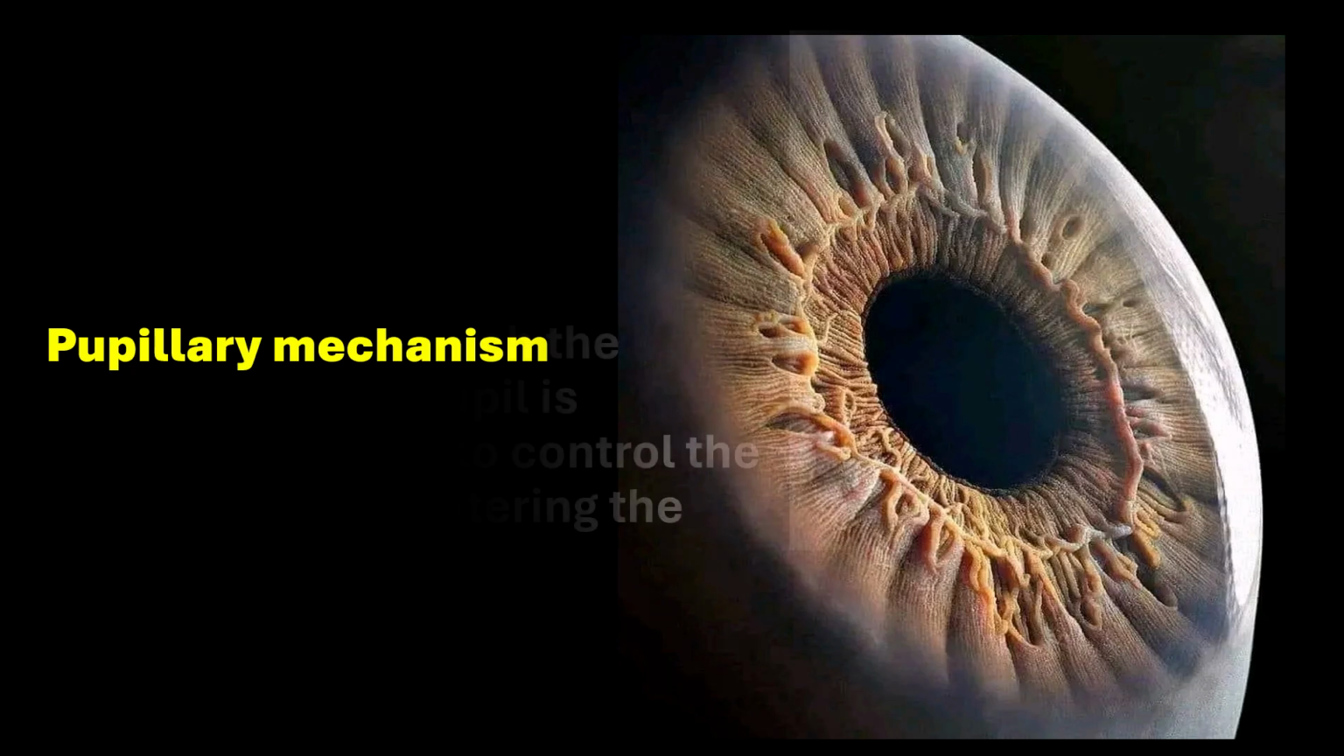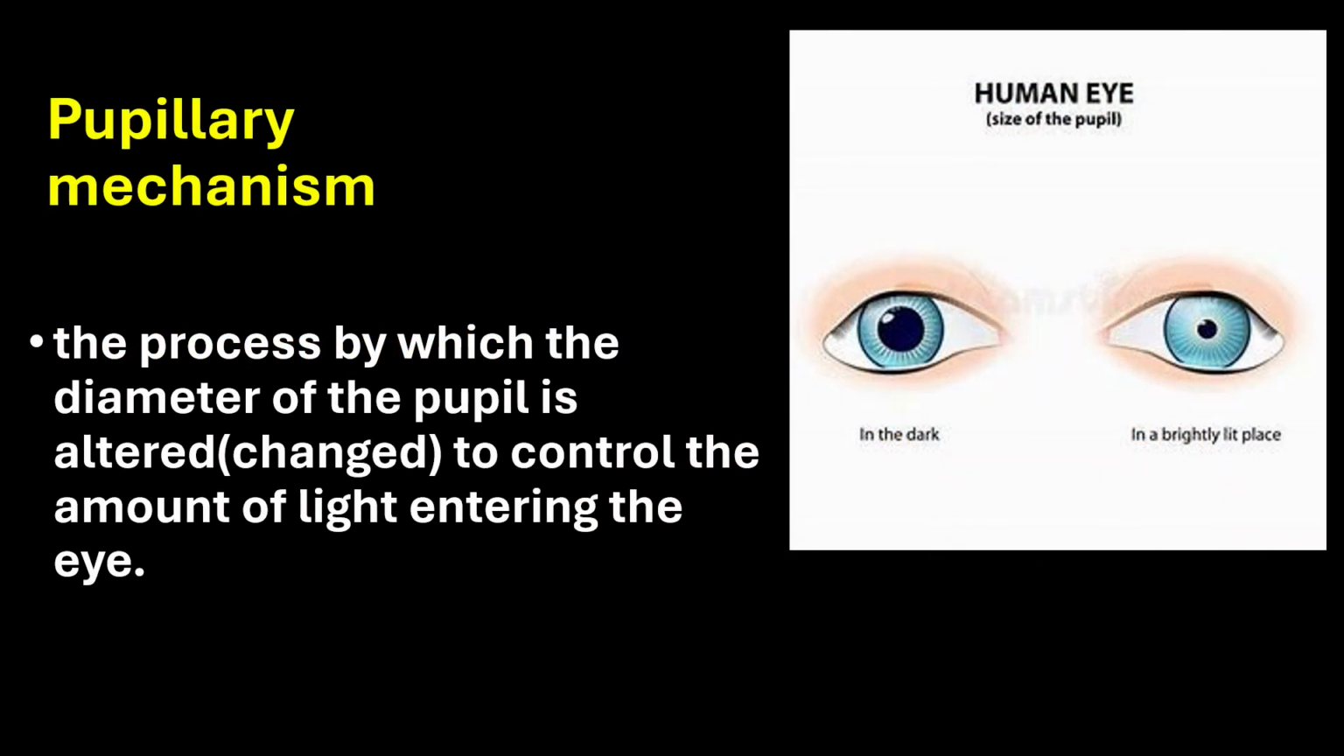So what is pupillary mechanism? It is a process by which the diameter of the pupil is changed to control the amount of light entering the eye. And this is how you detect pupillary mechanism in exams. You'll be given two eyes, and then one will appear this way and the other one appear this way. Over here, the pupil looks large, and here the pupil looks small. This is the size of the pupil when you are in a dark place, and this is the size of the pupil when you are in a bright place. Now, these mechanisms are not something you control. These things are controlled by the autonomic nervous system. They are part of the involuntary actions of the human body.